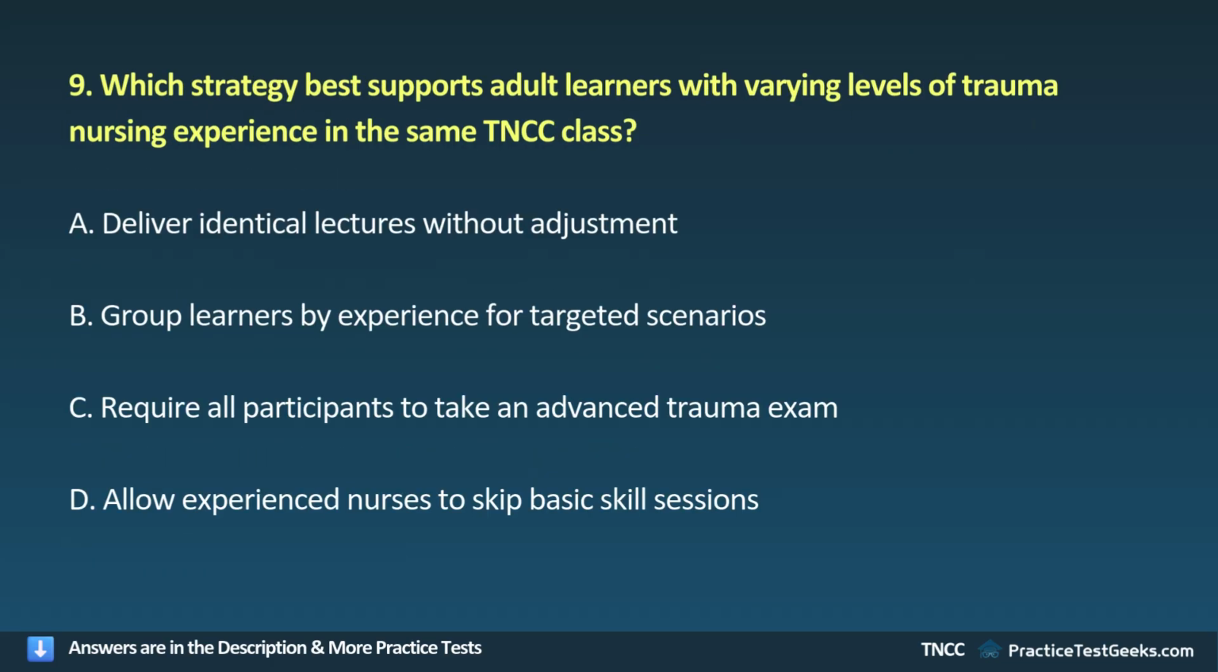9. Which strategy best supports adult learners with varying levels of trauma nursing experience in the same TNCC class? A. Deliver identical lectures without adjustment. B. Group learners by experience for targeted scenarios.